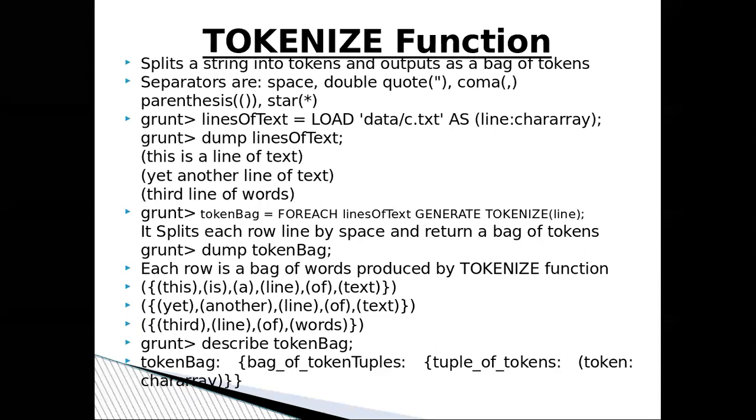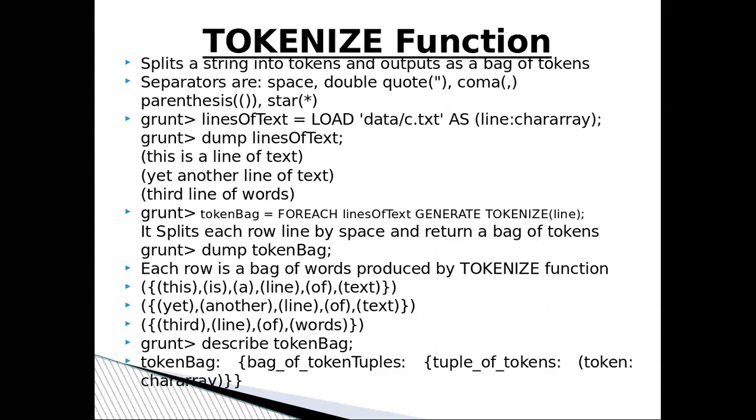Now see the example clearly on the slide. Please pay attention, all of you. Let's suppose we have a file c.txt in a folder data. If we load this file in a relation lines of text and dump it, you can see the contents of the file c.txt: This is a line of text, yet another line of text, third line of words. This is what is there in the file.